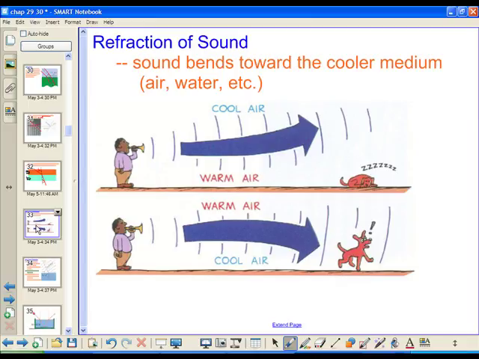That's why in the evenings, like in a warm evening, you might hear, if you're on a lake, because you have the cold lake water and warmer air above, it'll bend the sound so you can hear the sound on the other side of the lake. Whereas you might not hear it as much during the day because the sun warms up the ground, and the air would be a little cooler than the ground below, that sort of thing.